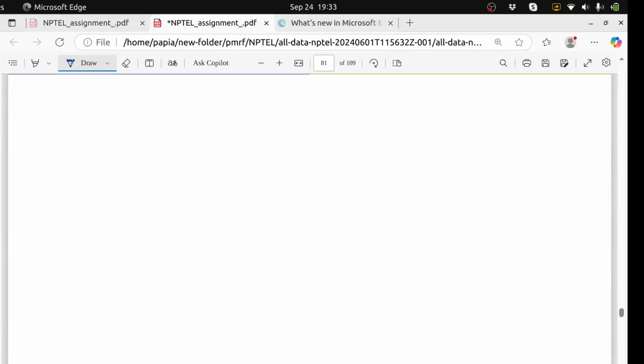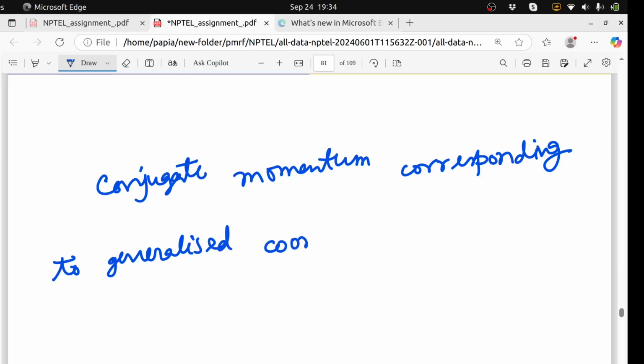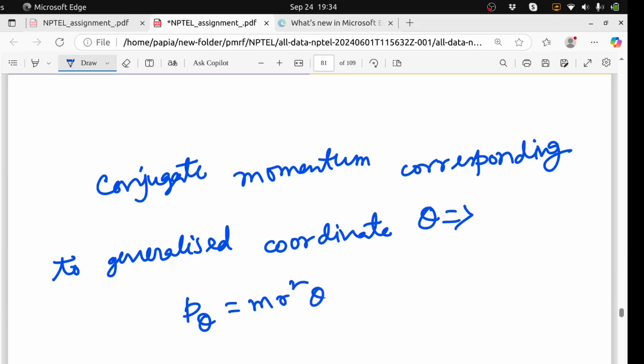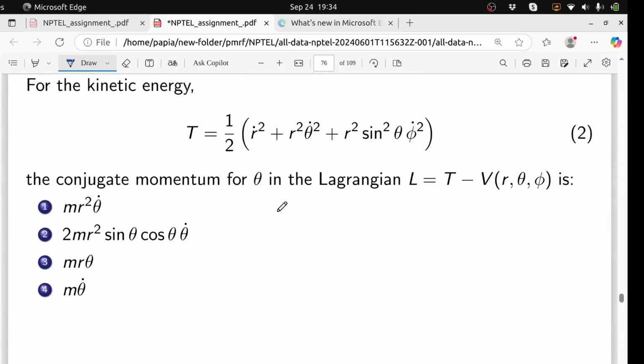So I can say that the conjugate momentum corresponding to the generalized coordinate theta is p theta, which is m r squared theta dot. Okay, so this is this one.